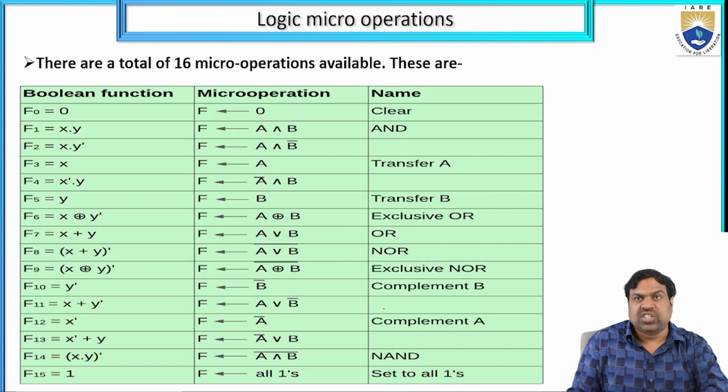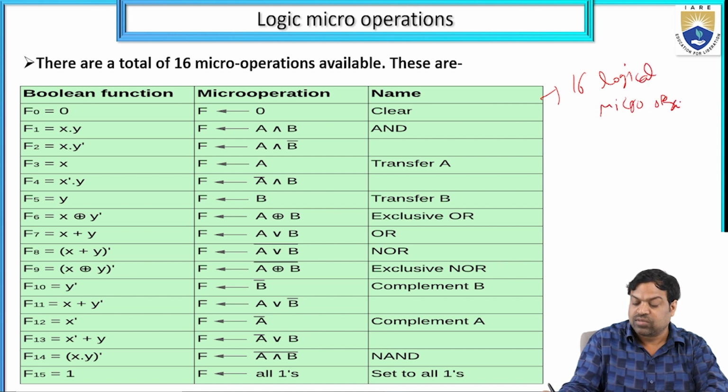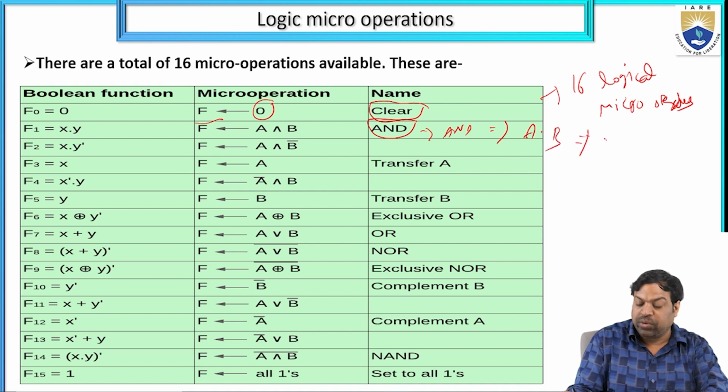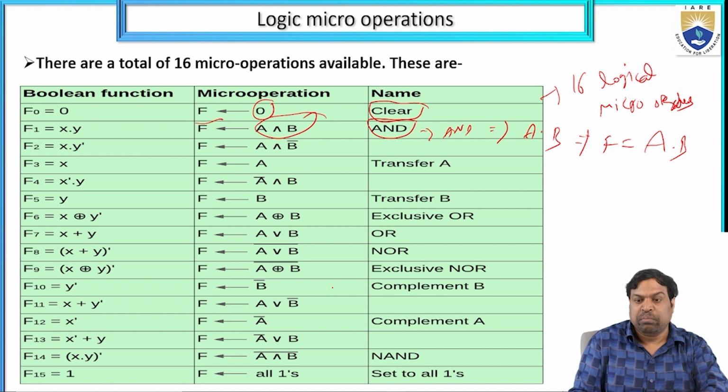So a total of 16 micro operations are available in the logic micro operations. So what are the 16 logical micro operations? First one, F ← 0. That means clear; there is no data. And if I am going for the AND logic gate, AND means A into B, so F ← A ∧ B. Next, F ← A ∧ B bar.